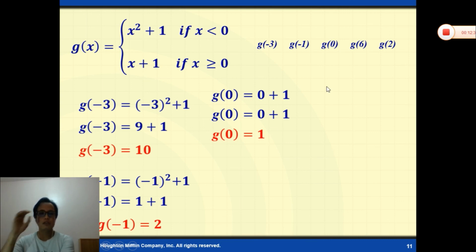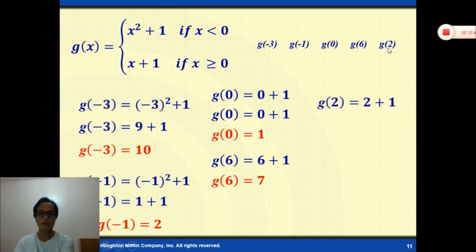G of 6, same, second function. So that is g of 6 equals 6 plus 1, and 6 plus 1 is 7. Same also for g of 2. So that is g of 2 equals 2 plus 1, which is equal to 3.